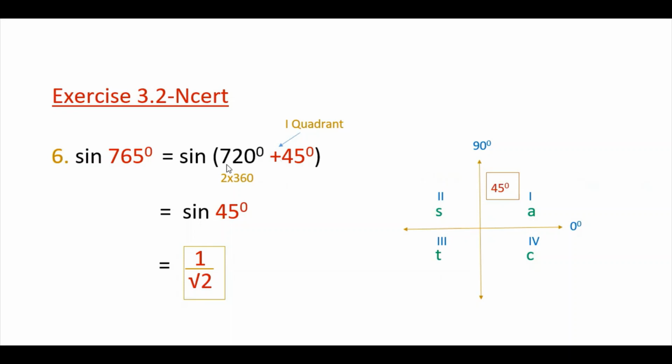Now you can neglect this 720 degrees and take only plus 45 degrees with sine. Here plus 45 degrees is in the first quadrant. In the first quadrant all are positive, so sine is positive. So sin 45 degrees is equal to 1 by root 2.